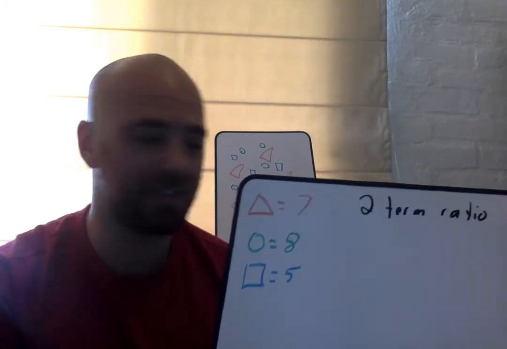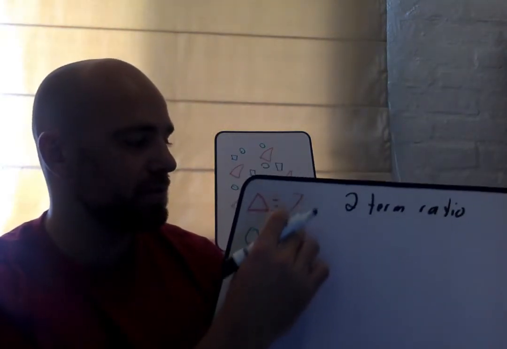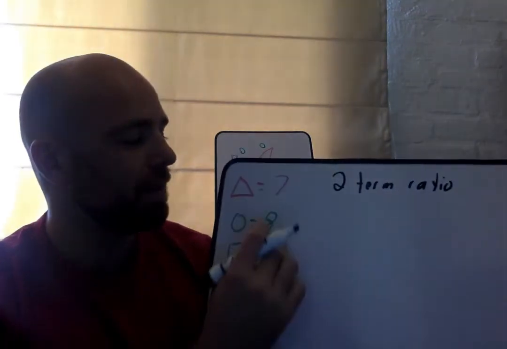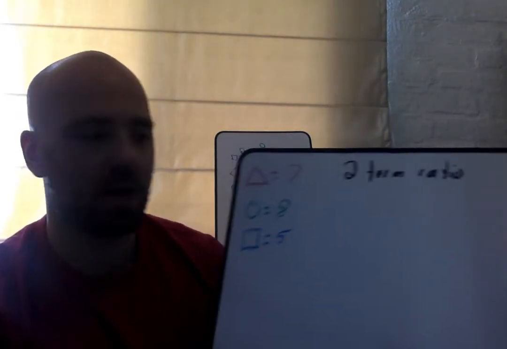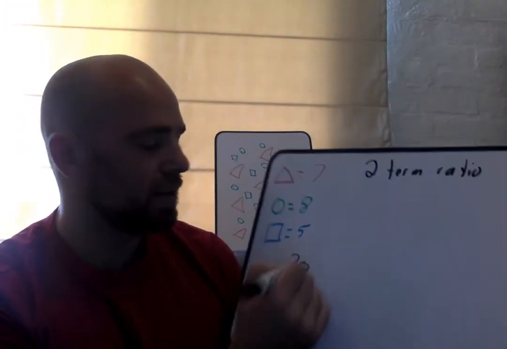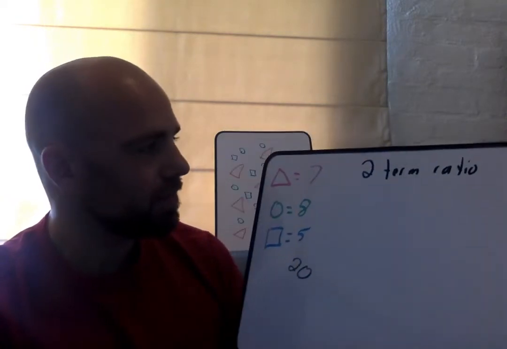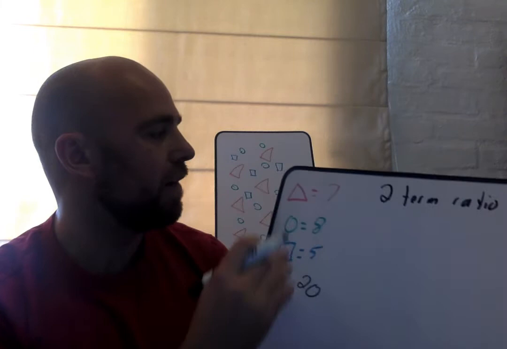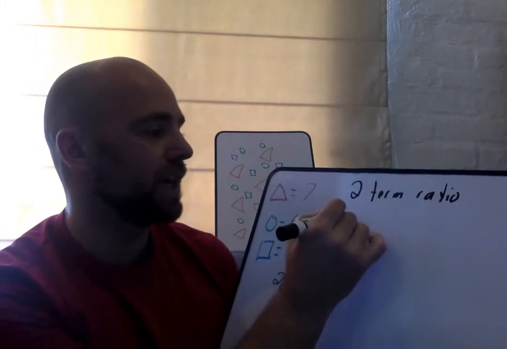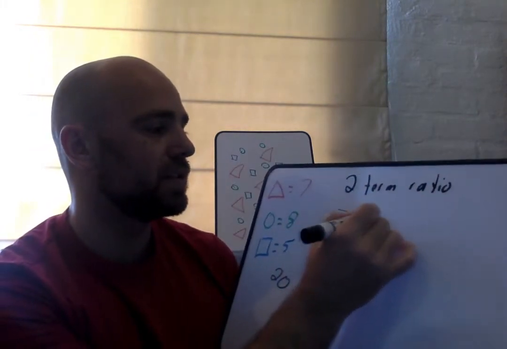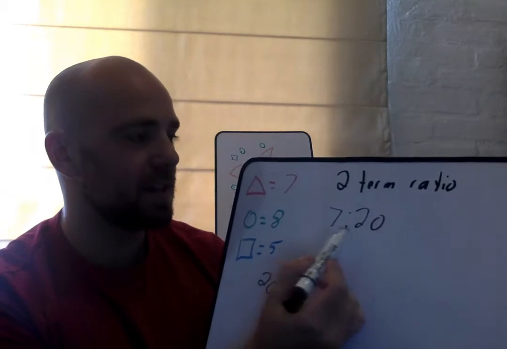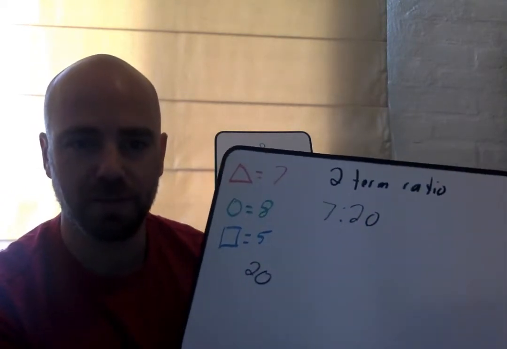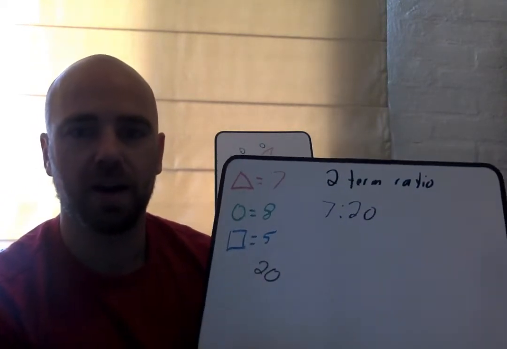That means I have to add them up. 7 plus 8 is 15. 15 plus 5 gives me 20. So I have 20 total shapes. My ratio comparing red triangles to all shapes would be 7 to 20. I'm saying 7 of the 20 shapes are red triangles.